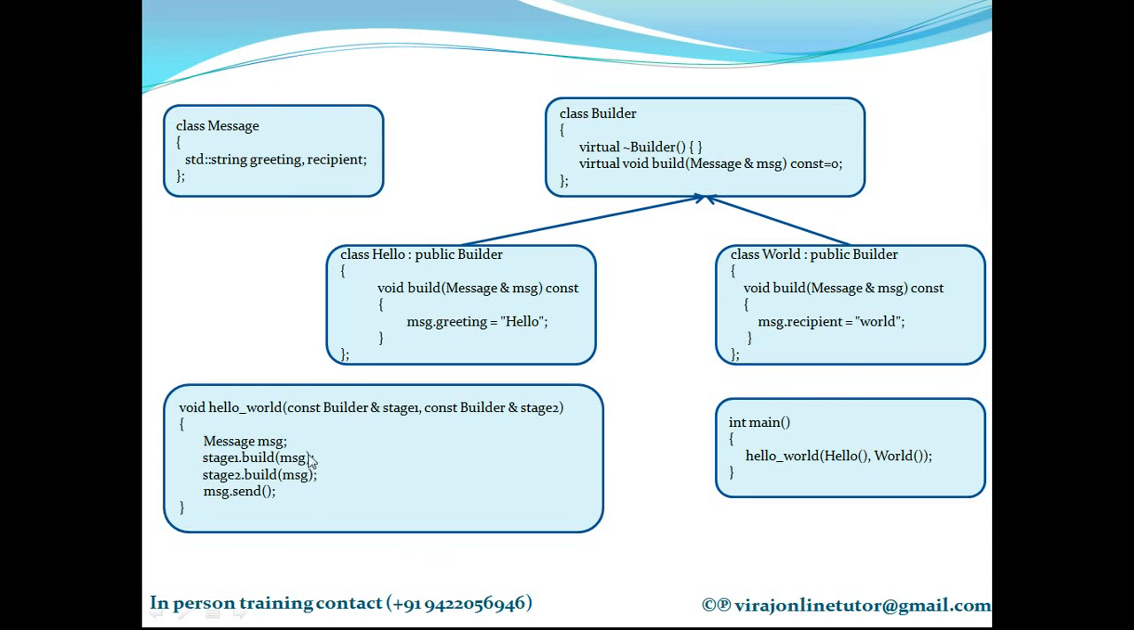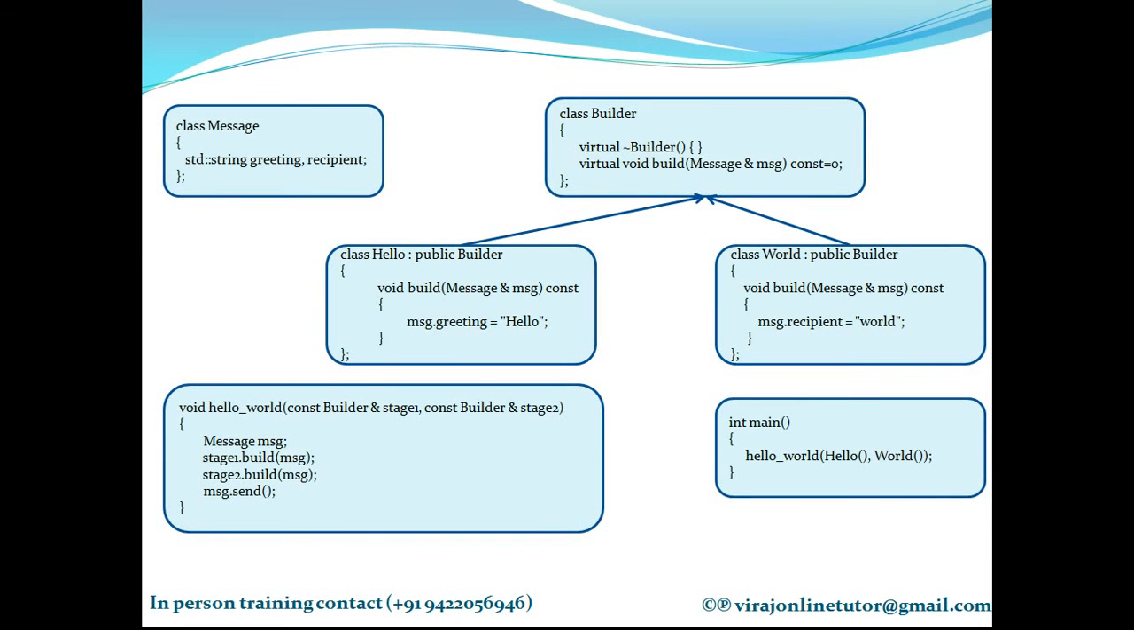That means I am creating an object message in two different stages. In stage 1, I assign greeting to hello. In stage 2, I assign recipient to world. So message is fully constructed now with hello and world as values to its greeting and recipient components respectively. So this send function can go here, which will just print the contents of greeting and recipient on the screen. So it will print hello world on the screen to the user.